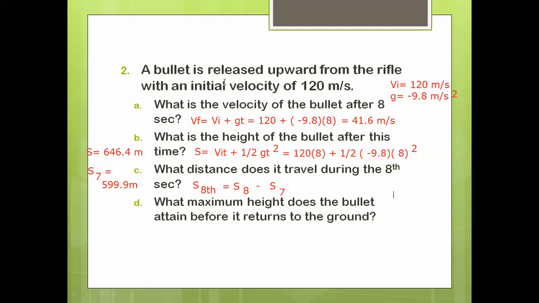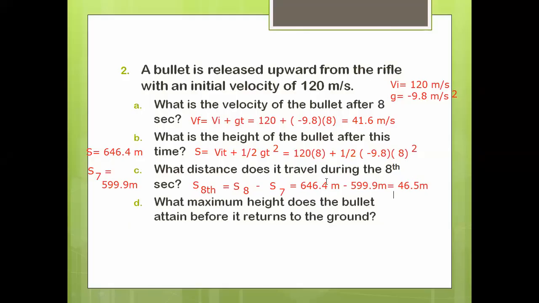Again, for 7 seconds, we will be able to calculate 599.9. And therefore, if we subtract the two, the difference of the two values of the distances gives us the distance for the 8th second, which is 46.5 meters. So this is now our final answer for letter C.